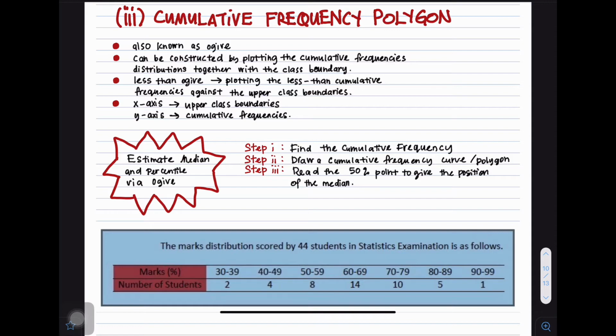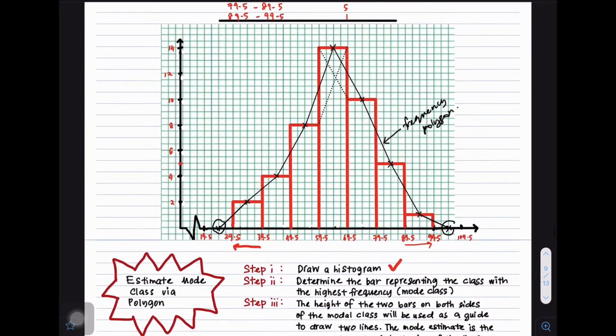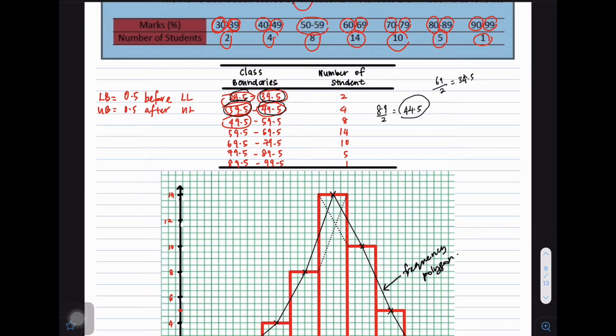Cumulative frequency ni adalah frekuensi terkumpul. Okay, contoh kalau macam frekuensi kelas kita tadi 2, 4, 8, 14, 10, 5, 1. So macam mana kita nak cari dia punya frekuensi terkumpul? Okay, dia akan bermula dengan 2 ataupun kita tambah satu kelas before. Okay, kita tambah satu kelas before, so dia akan bermula dengan kosong dekat atas ni, kosong.